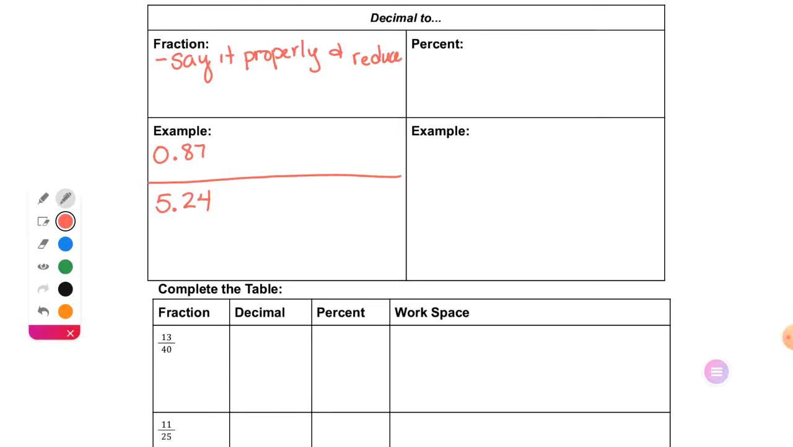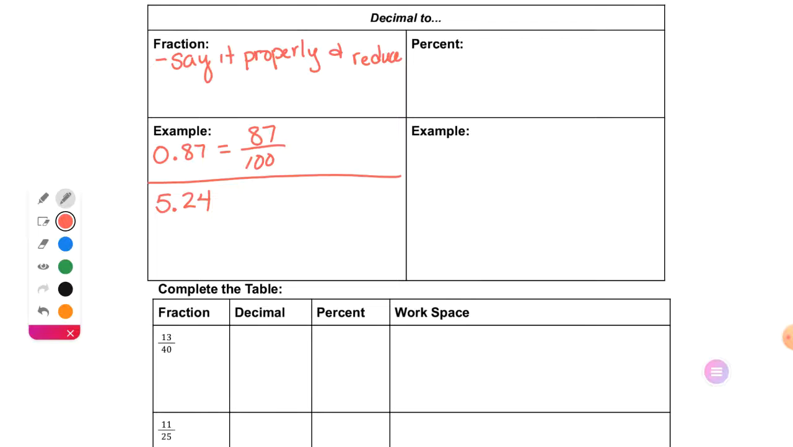No. Chase, how do I say 0.87 properly? 87%. That's a percent, you're right, but how do I say that decimal number properly? 87 hundredths. Alex, what does 87 hundredths look like as a fraction? 87 over 100. And sometimes we get lucky and it can't be reduced, so we're done. If it can be reduced, we would then just reduce the fraction.